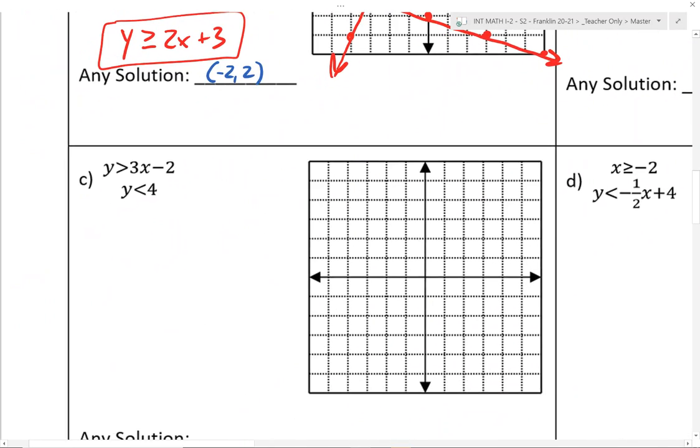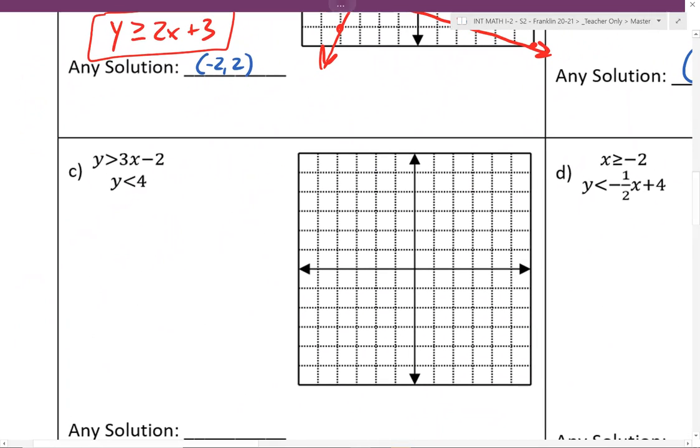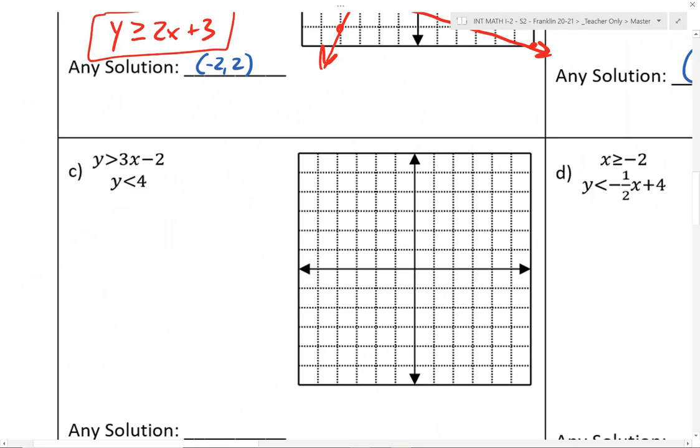Okay, example E. y is greater than 3x minus 2 and y is less than 4. So that first one, greater than 3x minus 2, start at negative 2. Going to go up 3 over 1, down 3 left 1. It is a dotted line because it doesn't have the equal to bar. And because it's greater than, we're going to be shading above. So again, somewhere here will be our shaded region over on this side.